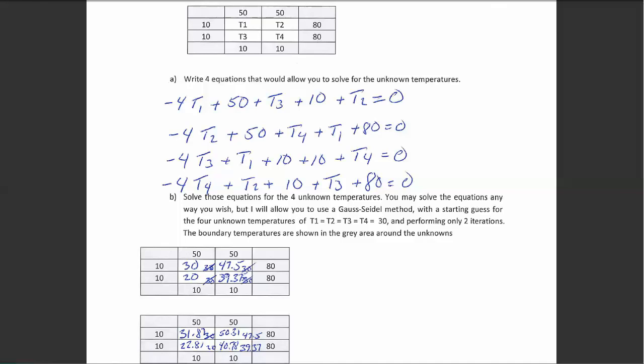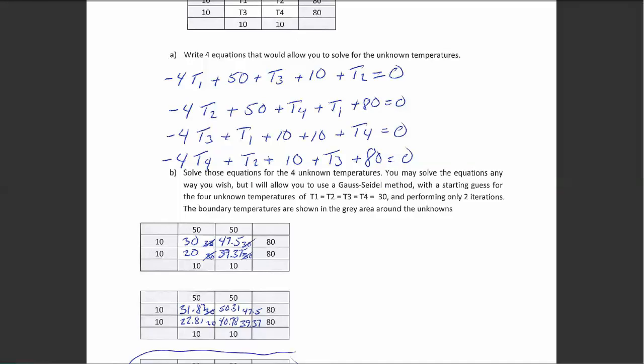You can solve them any way you want, including using a Gauss elimination, and many of you did, and that takes you to the actual solution, not an approximation of the solution, if you do everything right. But I thought this was probably faster to just set these up in a Gauss-Seidel form and do 2 iterations forward using a starting guess of 30 for all the temperatures.